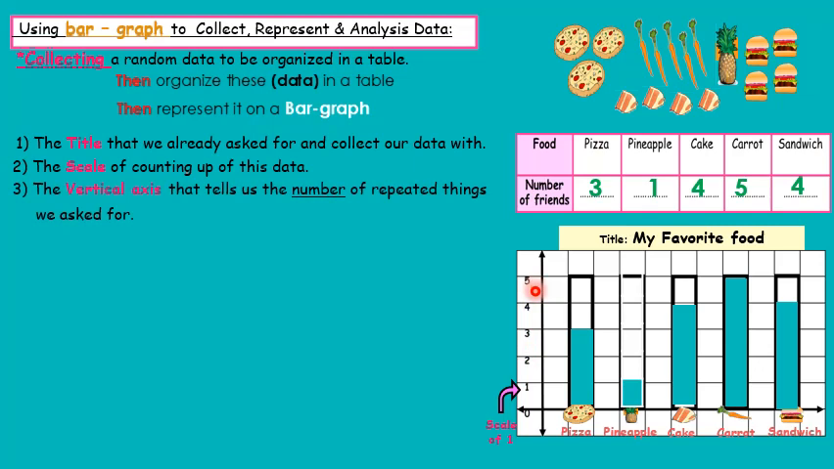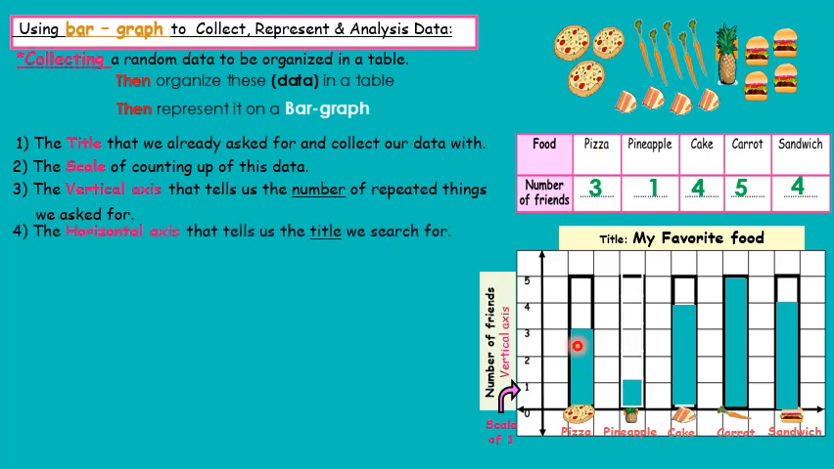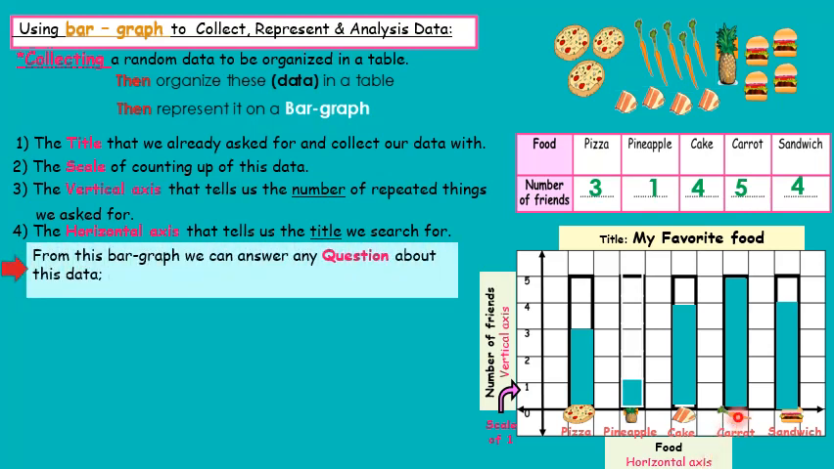Third element is the vertical axis. Where is the vertical axis? Here we have the vertical axis, which represents the number of repeated things. Like here, how many pizza do I have? I repeated 3 times, so I will color until here. Fourth element is the horizontal axis. Where is the horizontal axis? Like here, which represents the items we searched for. We search about cake or carrot or sandwich. So from this bar graph, we can answer any question about this. How many pineapple? I look at the bar graph. How many cake? I will look here. I have 4.